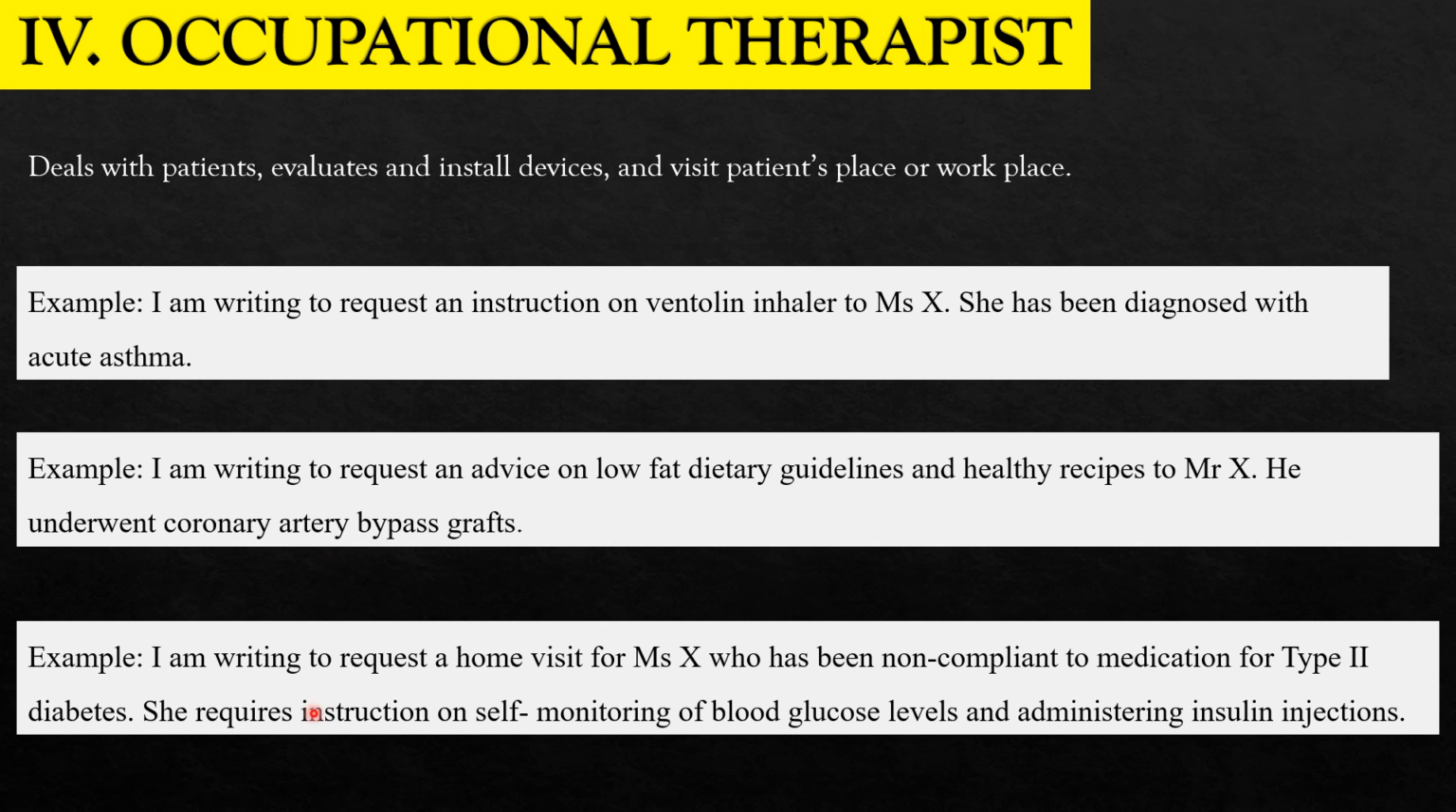And now third example is I'm writing to request a home visit. Also you can say that if the question does not clearly mention a home visit.